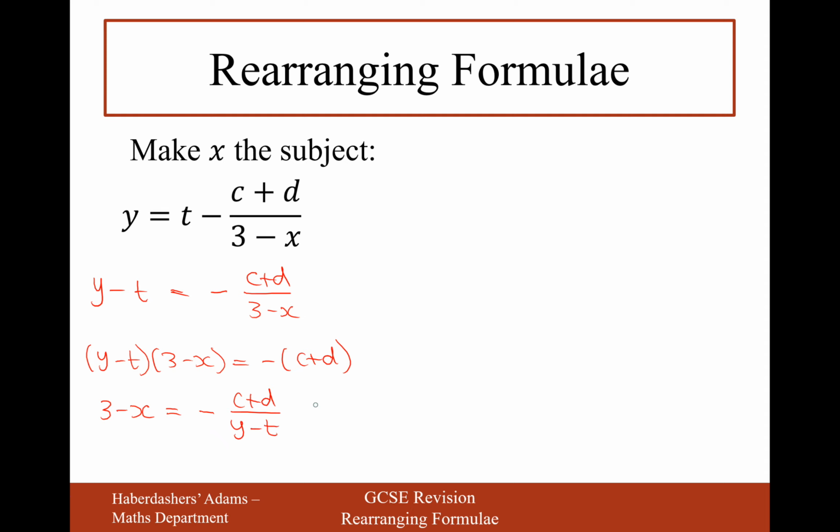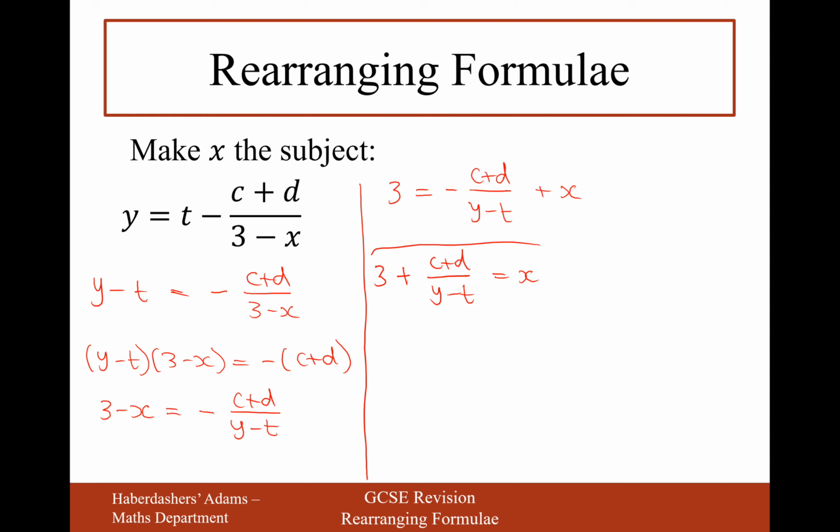Then I think I'll add the x onto the other side. It's in a bit of a negative situation at the moment. So 3 equals minus (c plus d) over (y minus t) plus x. Then I'll add this expression onto the other side because it's a negative at the moment. So it's going to be 3 add (c plus d) over (y minus t) equals x. And there we are. Those last three have been pretty difficult there. So well done if you've got any of those three right.